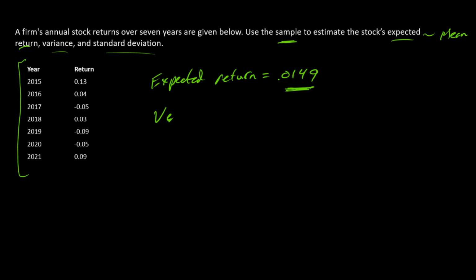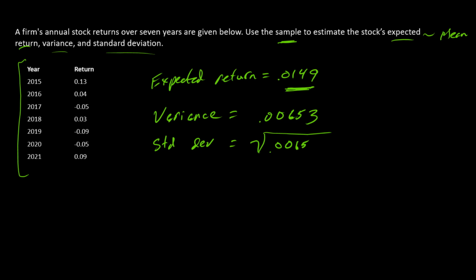We have a variance of 0.00653. And then finally, the standard deviation, or the volatility, is just the square root of the variance. So standard deviation is the square root of that number, which is 0.0805.